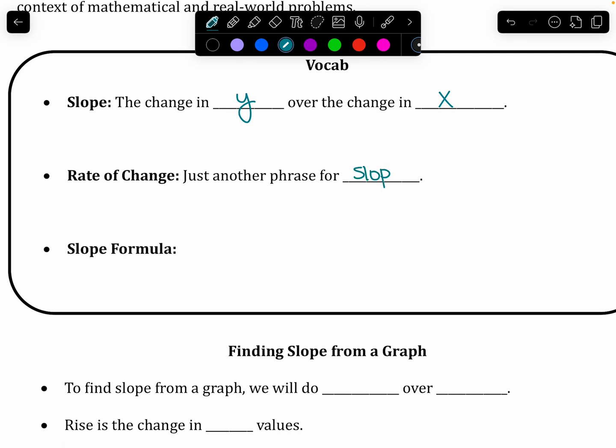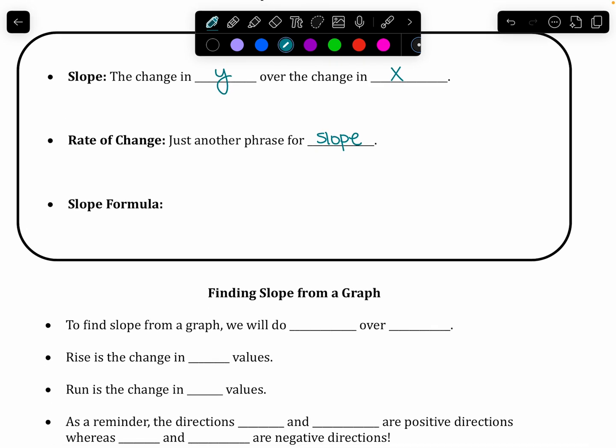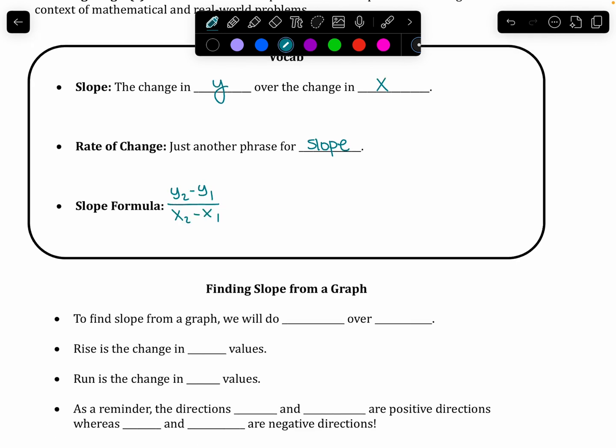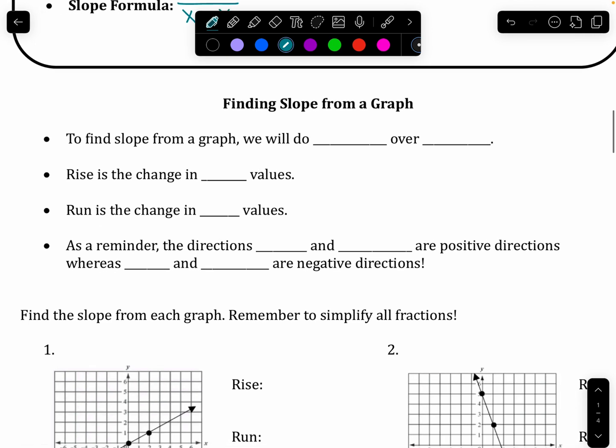If you ever see the phrase rate of change, that's just another phrase for slope, so don't panic when you see it. And then slope formula is a tiny baby formula that you learned in middle school where if you were given 2 coordinates or 2 points and they asked you to find the slope between the 2 of them, you would use the formula y2 minus y1 over x2 minus x1. So those are 3 things that we need to know for slope. Change in y over change in x, rate of change, and then your slope formula.